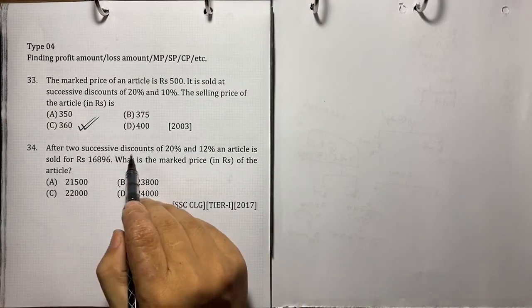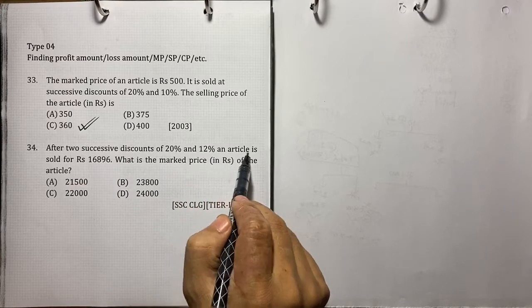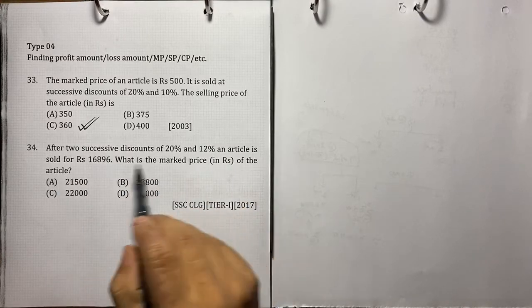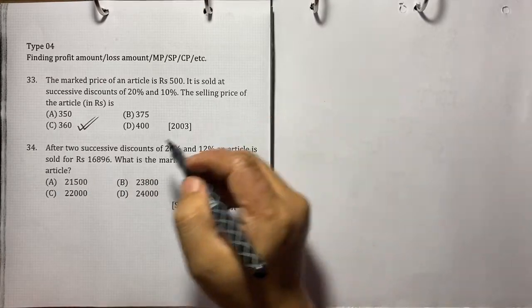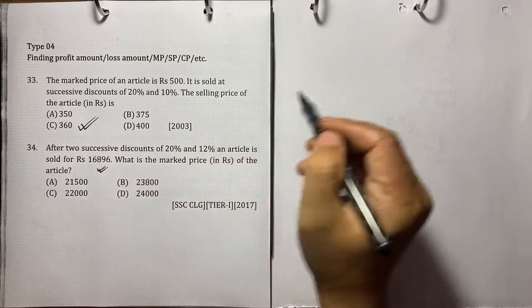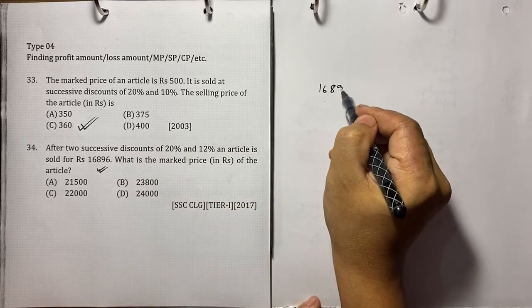After two successive discounts of 20% and 12%, an article is sold for 16896. What is the mark price of the article? Okay, the selling price is 16896.